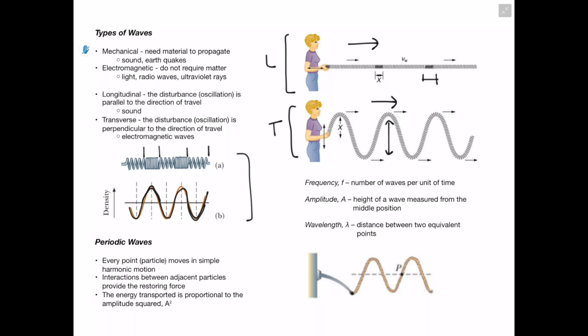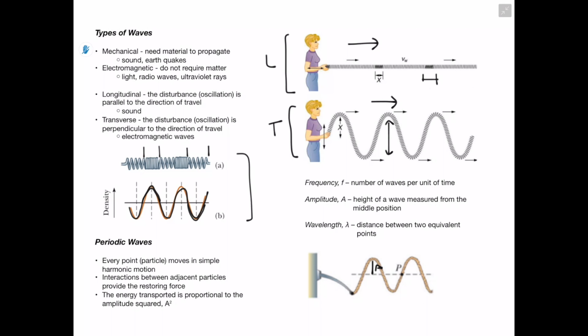Or a squared. And our frequency, which we're going to denote as a lowercase f, is going to be the number of waves per unit of time. Our amplitude, or capital A, is going to be the height of a wave measured from the middle position. So basically, this would be our amplitude here. We go from the middle position to the top of the wave.